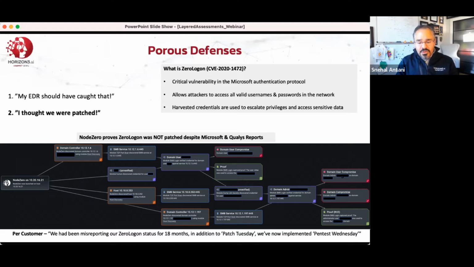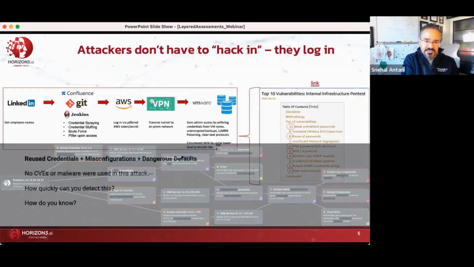And so even though both of these companies were doing the right thing, they had purchased the right EDR products, they had the right patching policies and controls in place, they were implicitly trusting these products, but they weren't verifying the effectiveness of those products and of those tools. And this is where layered defense comes into play.